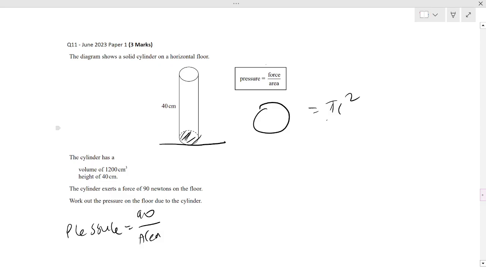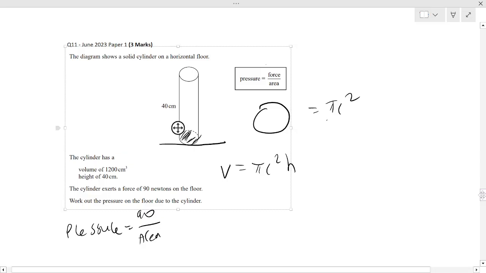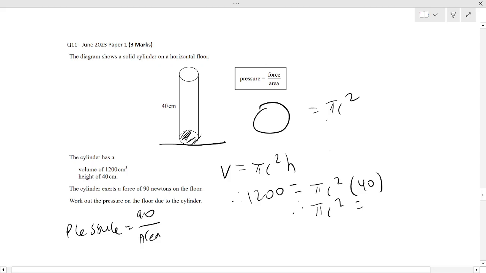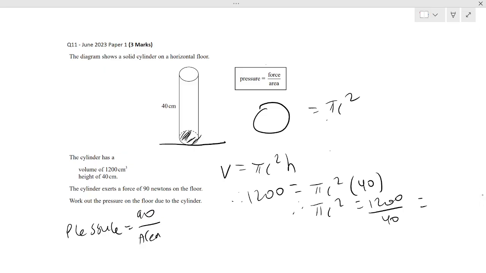So the volume of a cylinder is going to be, firstly, pi r squared h, right? It's almost like a cross section, so this is a cross section times by the height. So that's pi r squared h. But we are given the volume and the height, so we can say 1,200 is pi r squared times 40. Therefore, pi r squared is 1,200 over 40, which will be 30.